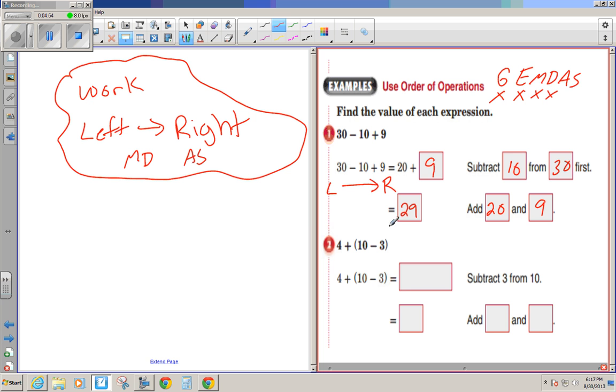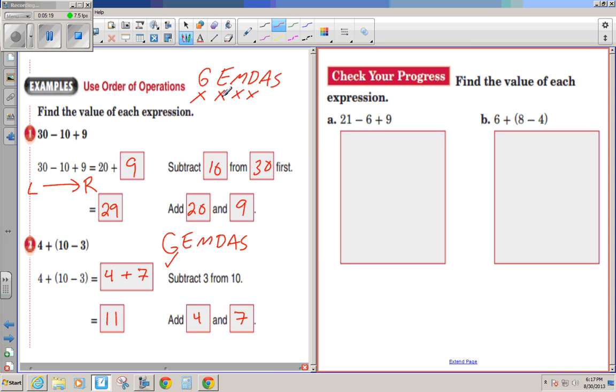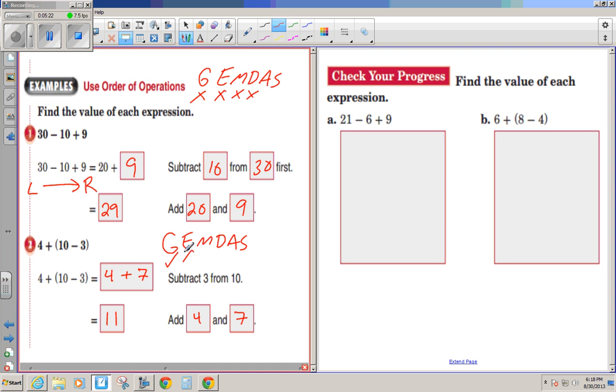Over here, let's write down GEMDOS again. G is for grouping symbols. Are there any grouping symbols here? Yes. So we have to do that first. We have to subtract 3 from 10. So we'll have 4 plus 7. Now add 4 and 7 together, and you get 11. This is order of operations. There were no exponents, no multiplying, no dividing, yes to adding and subtracting.